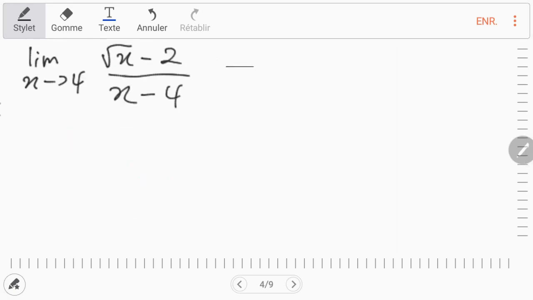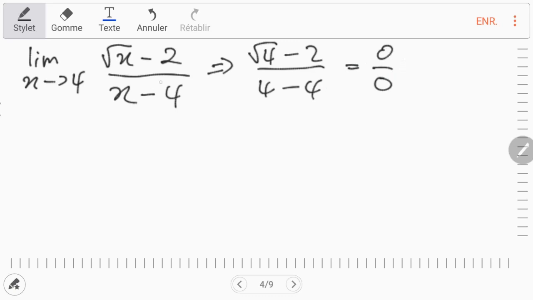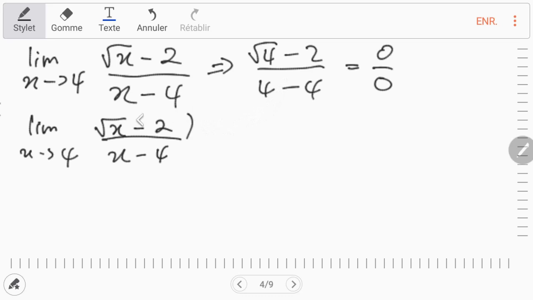Here in this example, solve directly by substituting x. We obtain root 4 minus 2 all over 4 minus 4 equals 0 over 0, indeterminate. But here you can multiply top and bottom by the conjugate of the numerator, which is the same as the limit as x approaches 4 of square root of x minus 2 all over x minus 4. The conjugate of root x minus 2 is simply root x plus 2, top and bottom.